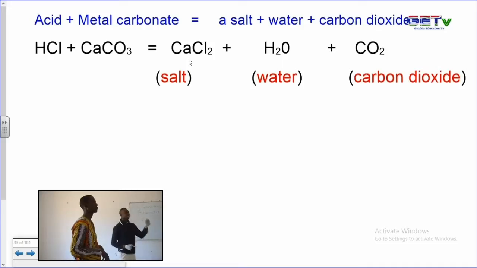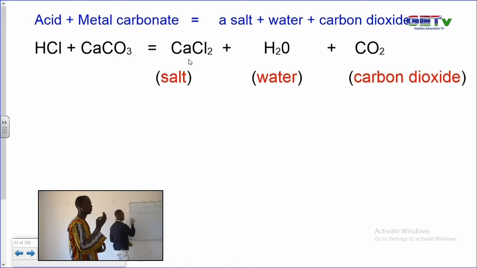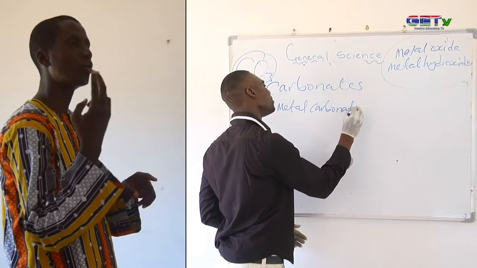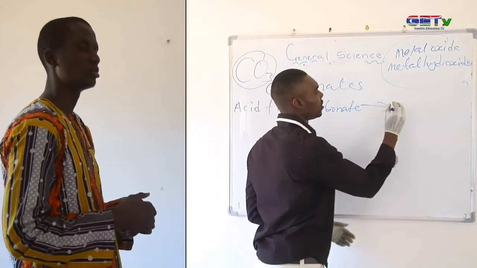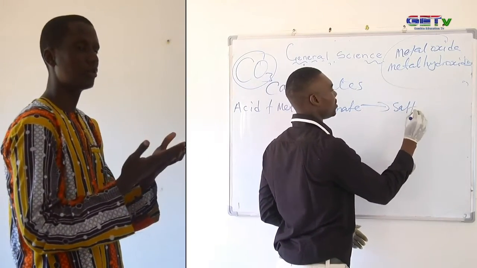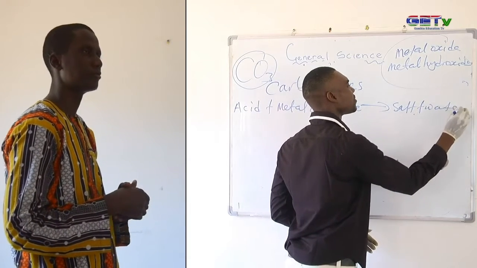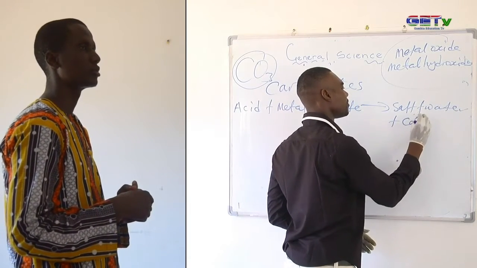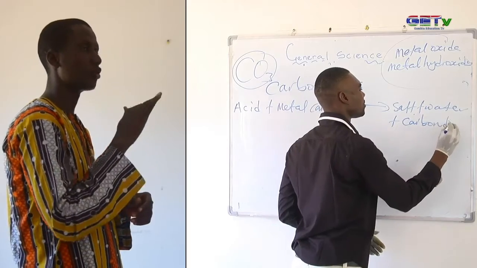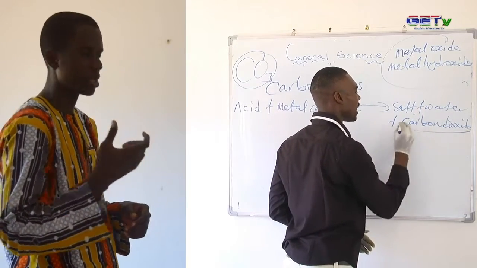So acid plus metal carbonate, what are you going to have? You are going to have a salt and water and carbon dioxide, please. Acid plus a metal carbonate will give you salt, water, and carbon dioxide. So please take note of this, especially the word carbon dioxide.